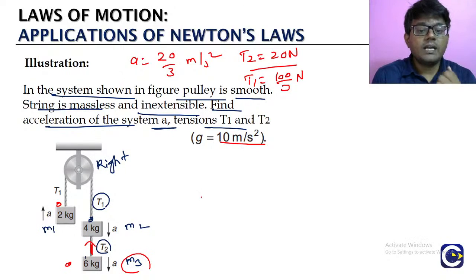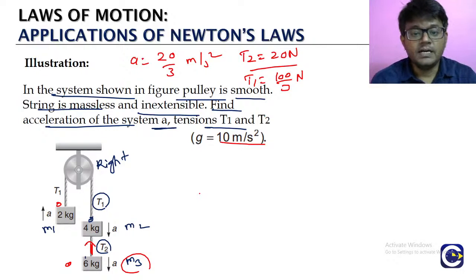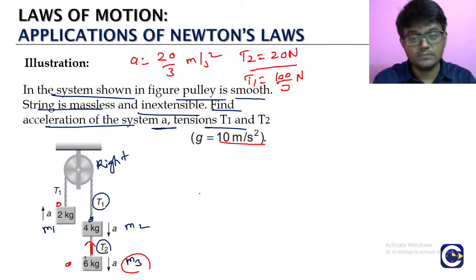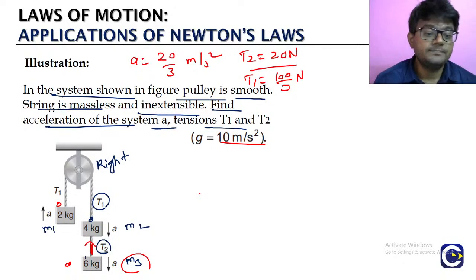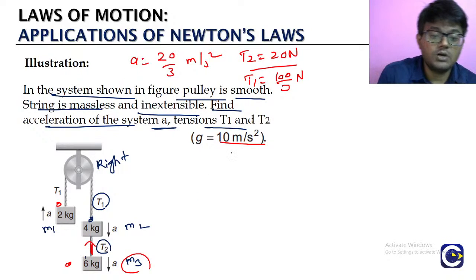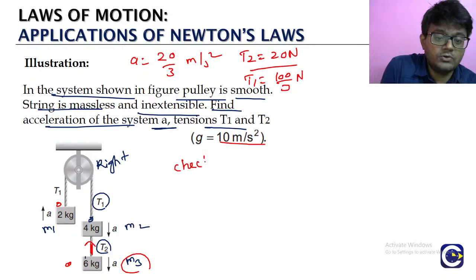Now what I'm going to do is, sometimes in the examination we might want to check whether the answers we got are correct or not. What is the checkpoint? We have seen the equation for the 2 kg; from there we got the T1 value. From the equation for the 6 kg we got the T2 value. If you want to check whether these values are correct, we have to go to the 4 kg block. So we'll just do the checkpoint now.